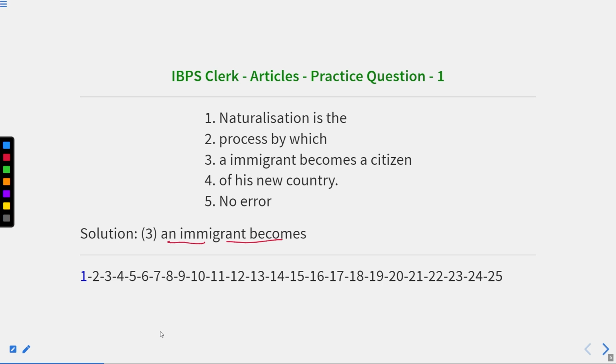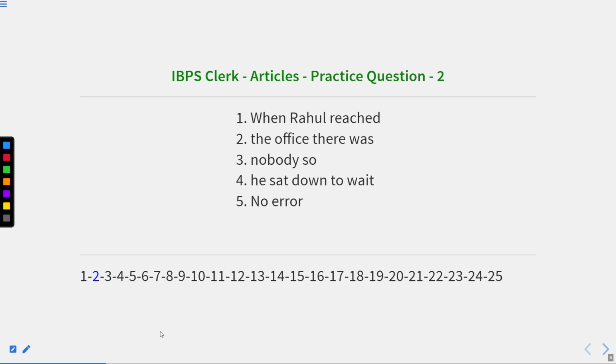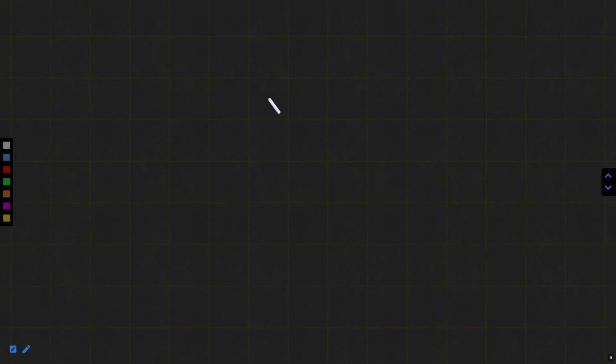Now let us move to the question number 2. Here we have question number 2. When Rahul reached the office, there was nobody, so he sat down to wait. Now, in case of places, let me explain this to you very well. If we talk about any place where we visit, whether it is a temple, an office, or any area, it is just for visit. So, to go to a place, there must be a purpose. If we go to any place, it serves a purpose.